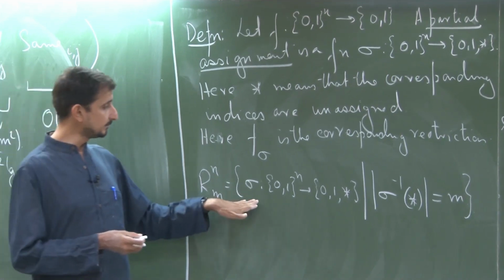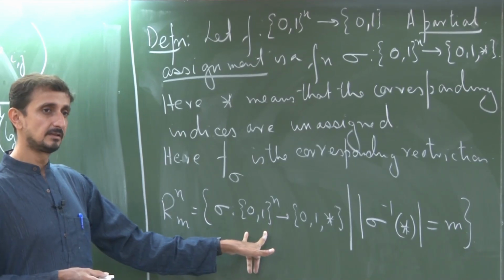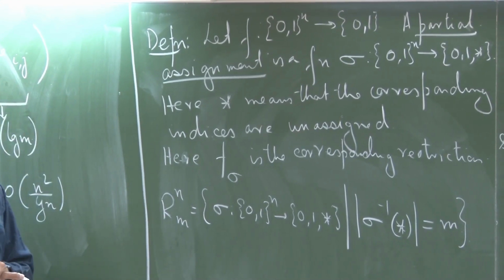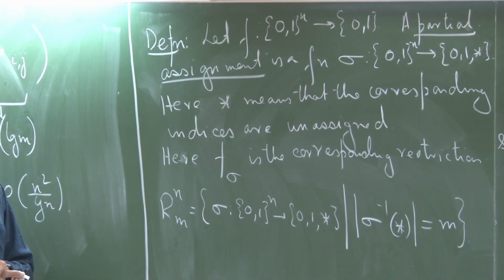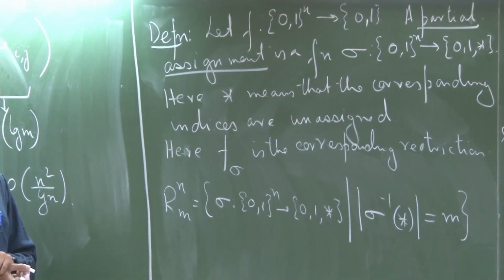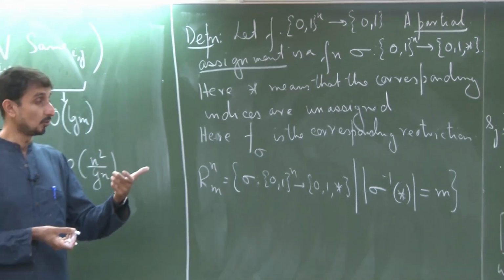The domain of sigma is basically all strings. Then the domain is of size 2 to the power n. Yes, the domain is of size 2 to the power n. So, out of these 2 to the power n, some are mapping to 0, some are mapping to 1, some are mapping to star.